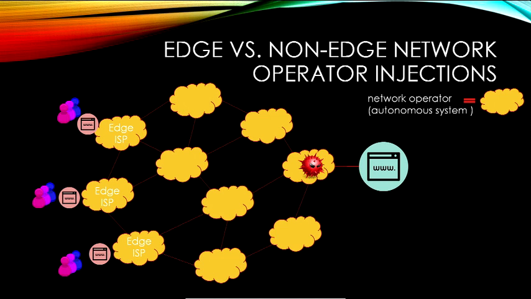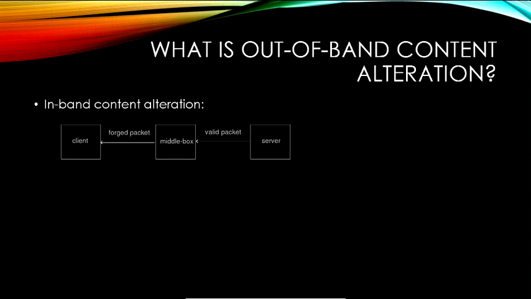So how exactly did we discover those content alterations? We simply leveraged the insight that network operators like to alter their content in an out-of-band manner. And before I discuss what an out-of-band alteration is, let me just recap what an in-band content alteration is. This is simply using a middle box that sits in path and receives traffic, updates the packets as necessary, and forwards the traffic to the client.